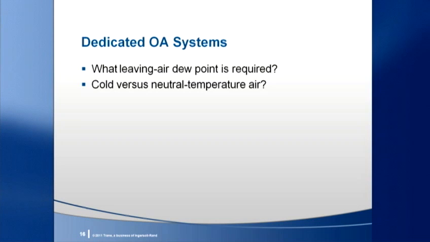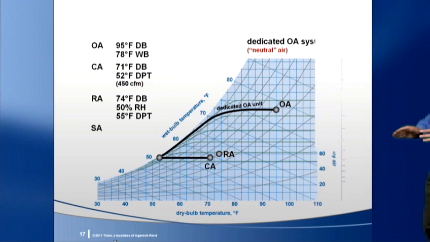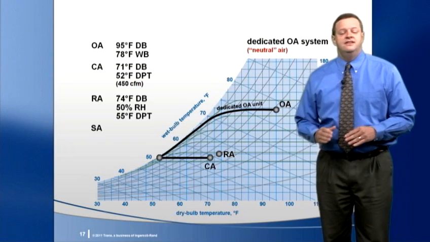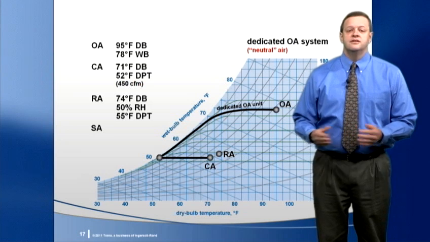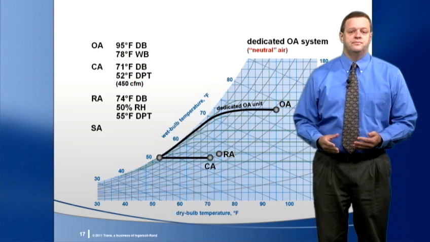Now, after determining how dry the air must be, the next issue is what temperature the air will be delivered at. Will it be delivered cold or reheated? Many dedicated outdoor air systems are designed to dehumidify the outdoor air and then reheat it to approximately space temperature, sometimes referred to as space neutral.